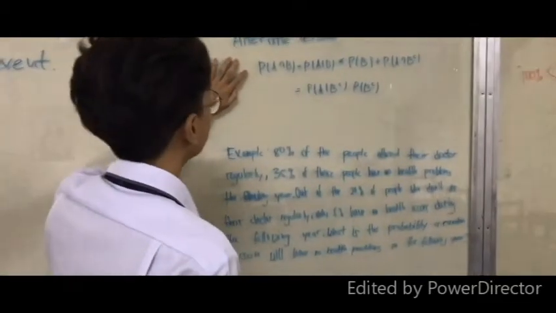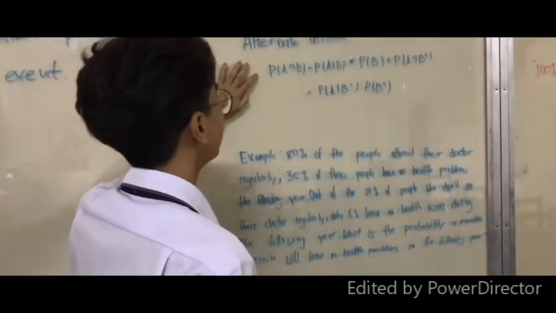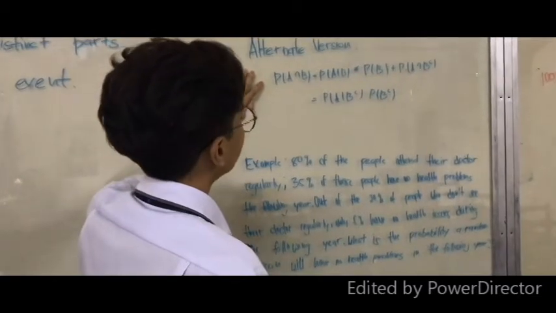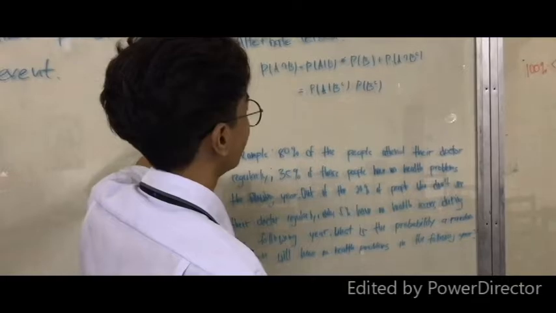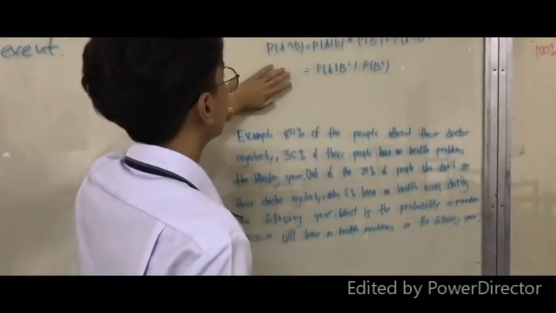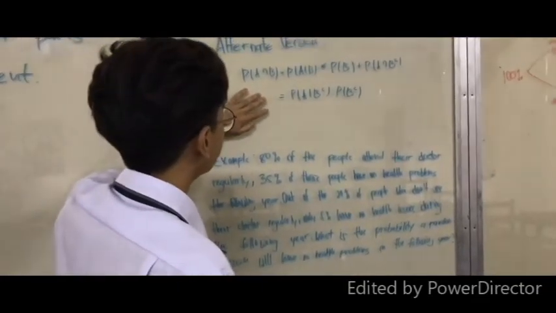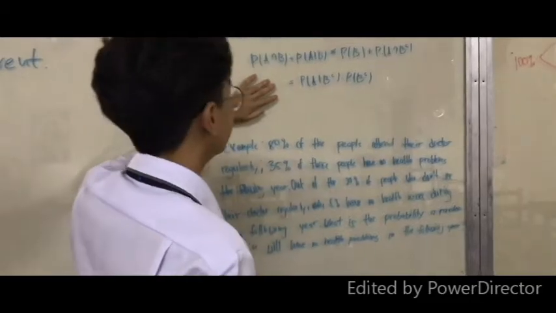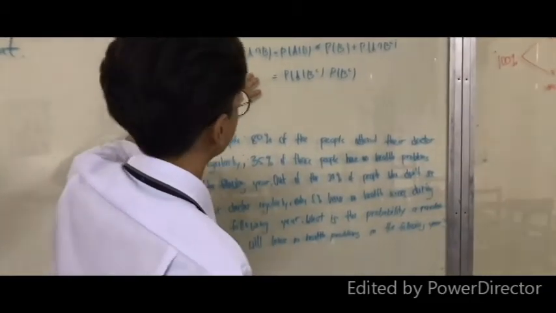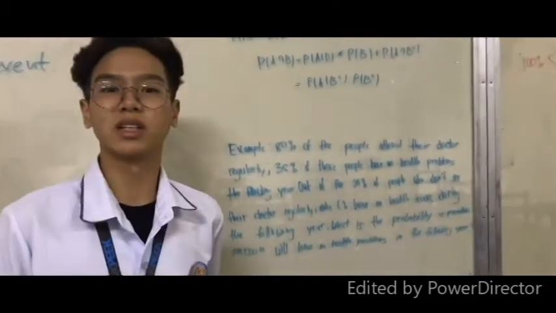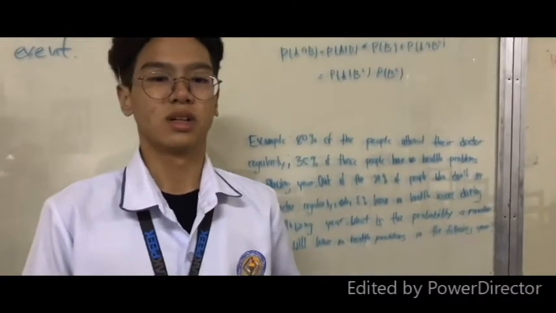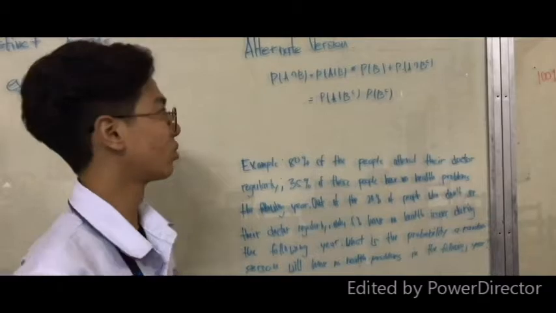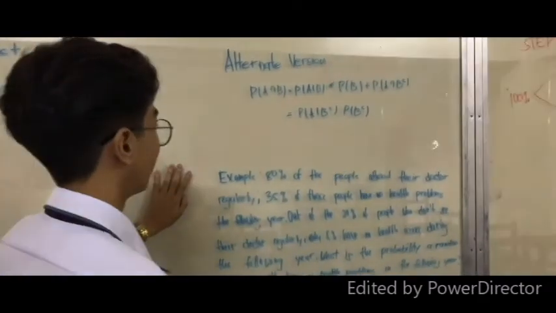Probability of A intersection B is equal to probability of A given B times probability of B, plus probability of A intersection complement of B is equal to probability of A given complement of B times probability of complement of B. So, in practical situations, it can be difficult to work with these equations. It's much easier to work with a tree or a table.